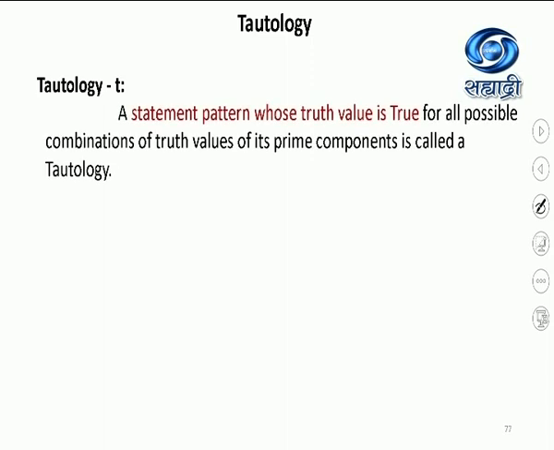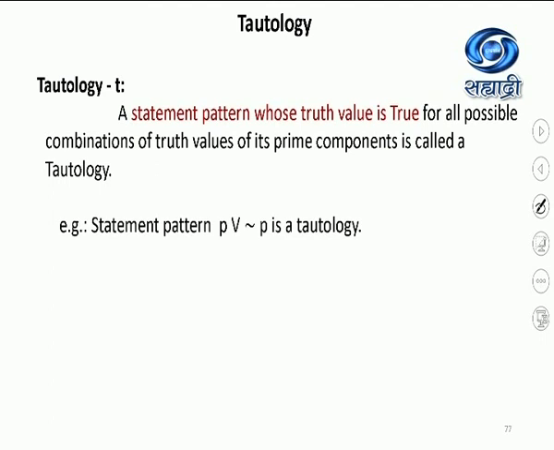What is a tautology? Please understand the meaning first. Tautology is generally denoted by small t, and a statement pattern whose truth value is true for all possible combinations of truth values of its prime components is a tautology. It's very difficult to understand from the statement. It is better understood from the truth table.